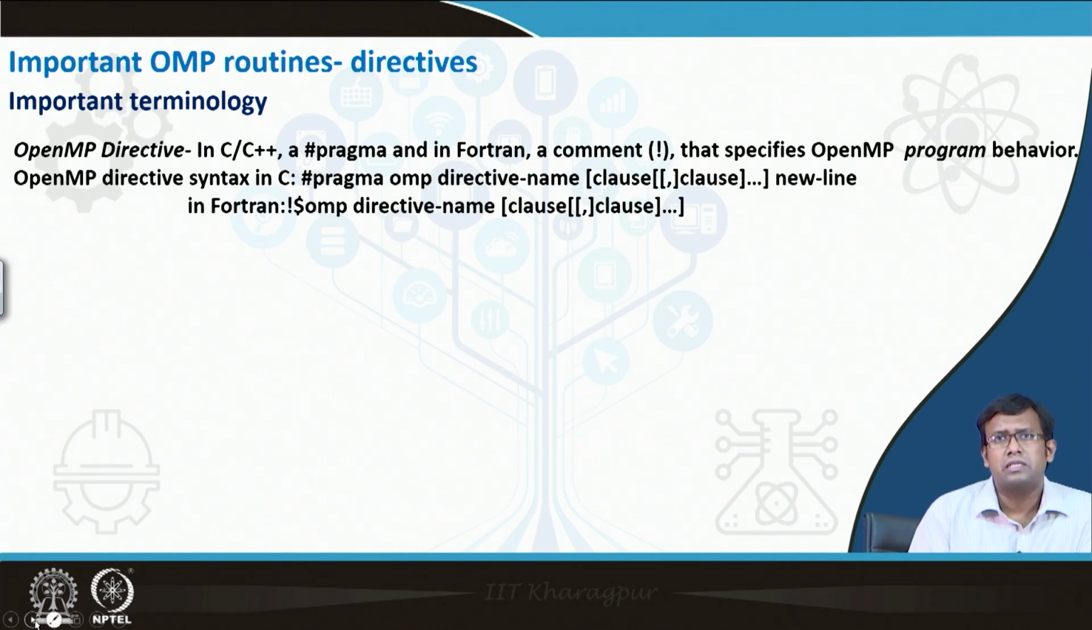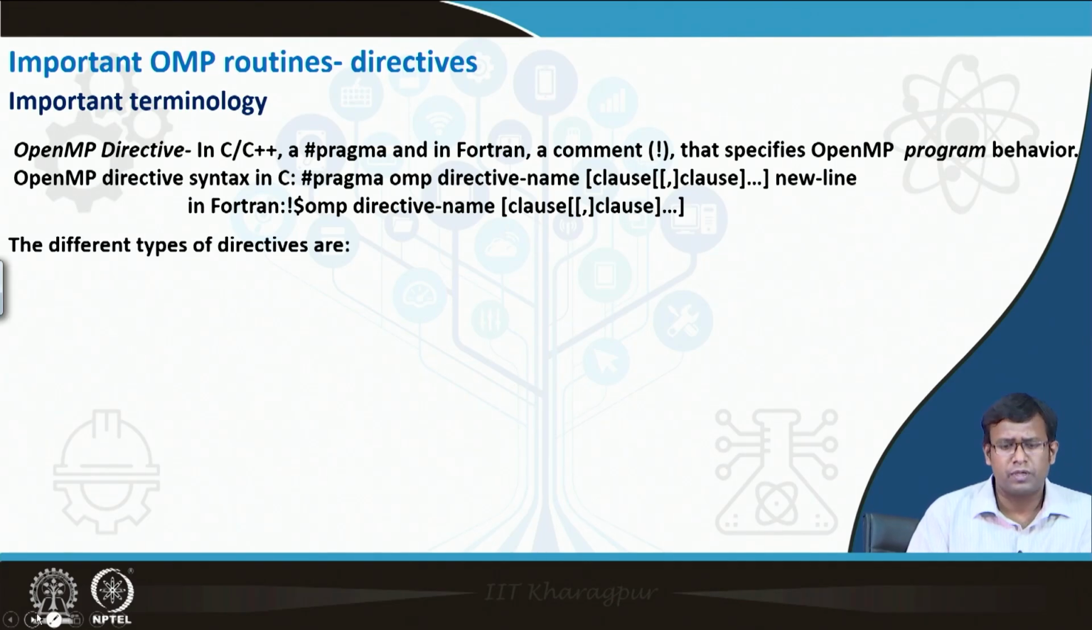OpenMP directive syntax in C is hash pragma OMP, then the directive name, then the clauses, and a new line starts. So this specifies that this is a part of the OpenMP program and this will be executed in parallel. Anything starting with hash pragma OMP with the directive name, depending on the directive name, what to do in parallel mode will be directed. And in Fortran, this is the sentinel colon dollar OMP and the directive name, and there are multiple clauses. We will look at what the clauses are.